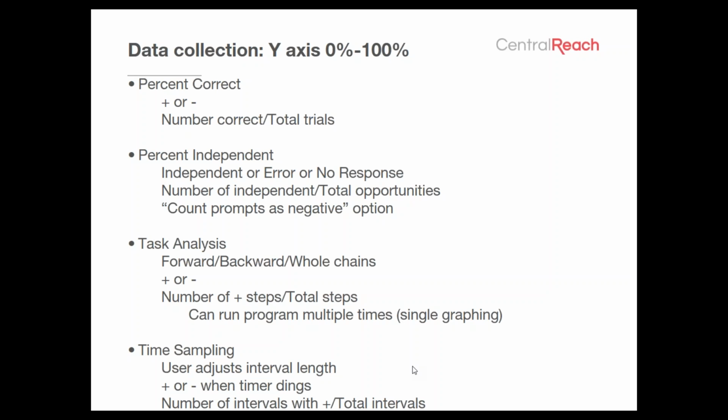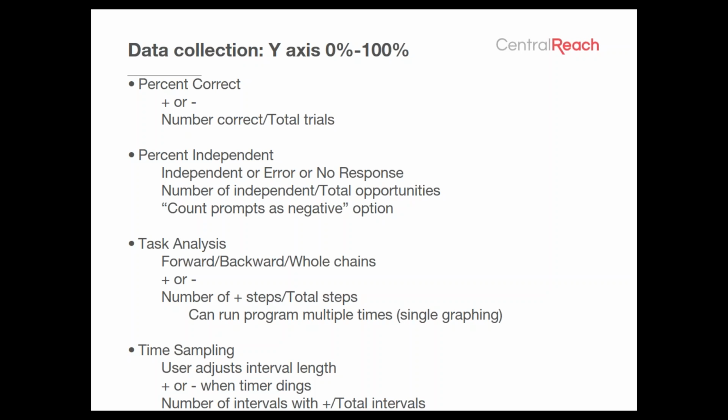So if I'm doing some form of time sampling and I set my interval at 5 minutes, every 5 minutes your timer will ding. And that gives you the ability, depending on what type of time sampling you're doing. So if it was partial interval, hey, the timer dinged, did this happen at all, plus or minus? Or if I'm doing whole interval, was there any break in this at all, or was the behavior continuous?